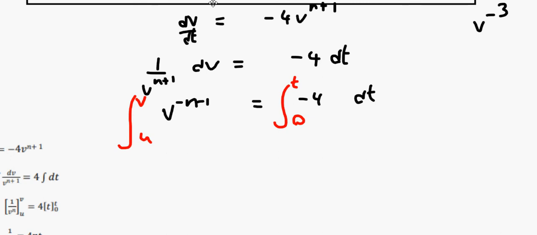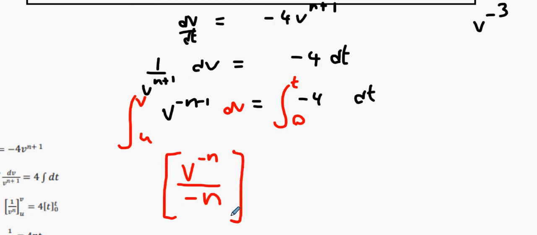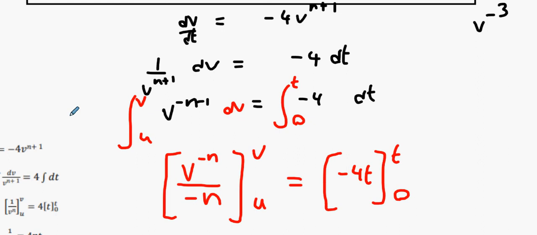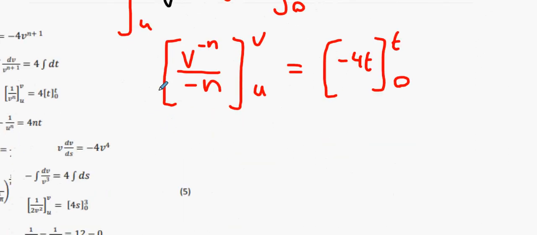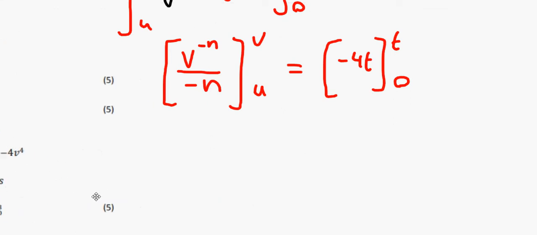Now, what we're going to get next is, when we integrate this, what do we get? Anybody tell me? Add 1 onto the power: v to the power minus n, all over minus n. And that is from u to v dv. And this is going to be minus 4t from t to 0. Okay. Next part, sub in v and u.